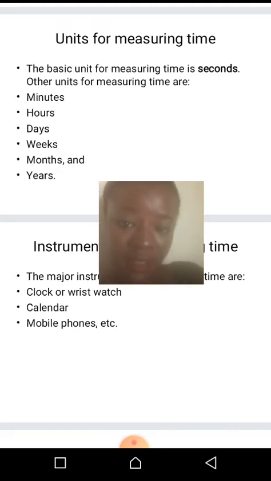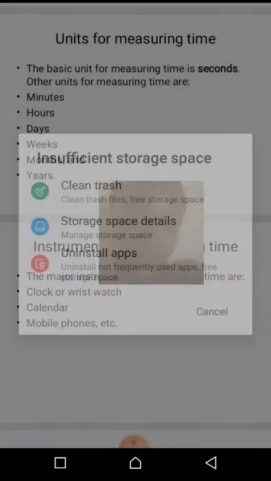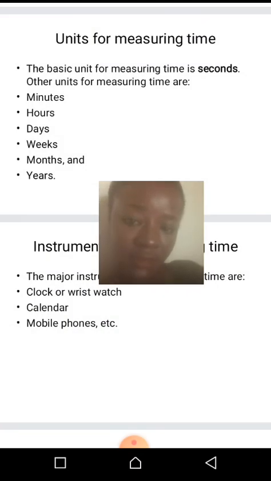Can you say that? Seconds. But there are also other units for measuring time. They are minutes, hours. You don't say hours, the H is silent, okay? Hours, days, weeks, months, years, decades, centuries. And these are the units for measuring time.